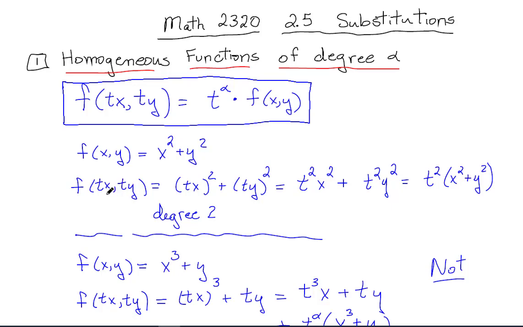If I substitute in tx, ty, then I get tx quantity squared. And you see in this point I can factor out a common t squared and I get back the original. So what this is now is t squared times f of x and y. So that would mean that it is homogeneous of degree 2.